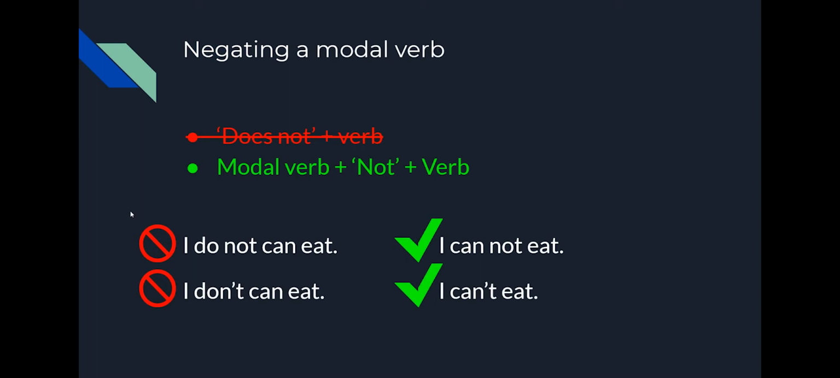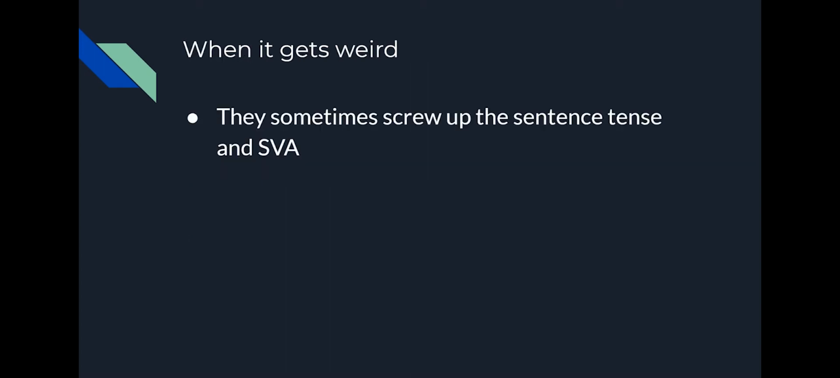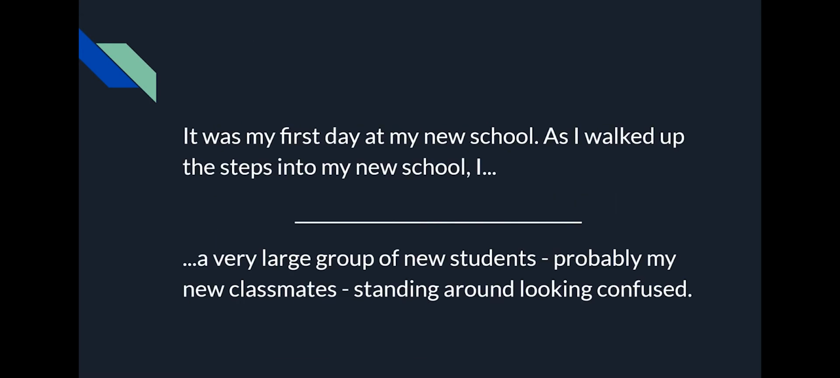So let's go ahead and go through these sentences. As we go through, check out the times when subject-verb agreement is screwed up, if you can catch that from the previous lesson. So this first one is, it was my first day at my new school. As I walked up the steps to my new school, I, possibility plus to see. So it's past, so could see would work best for us.